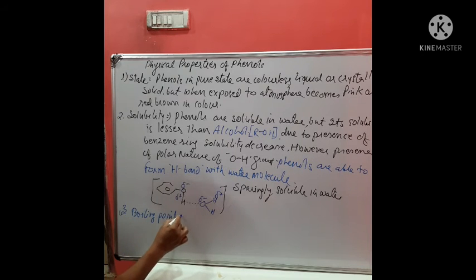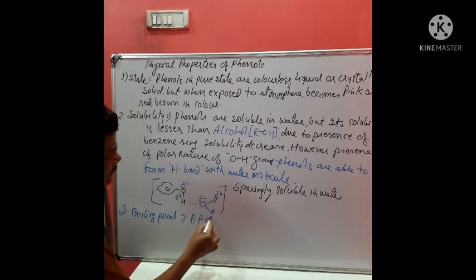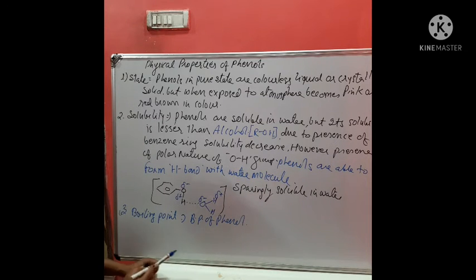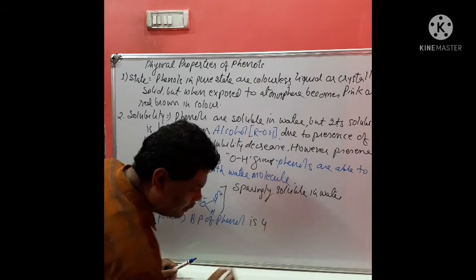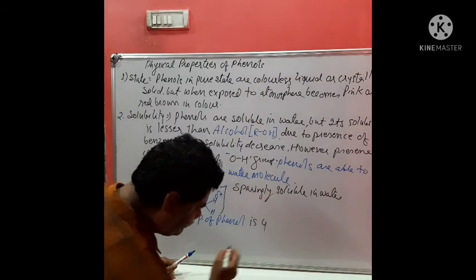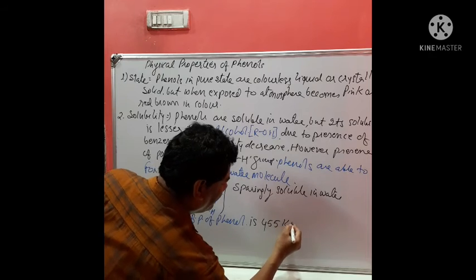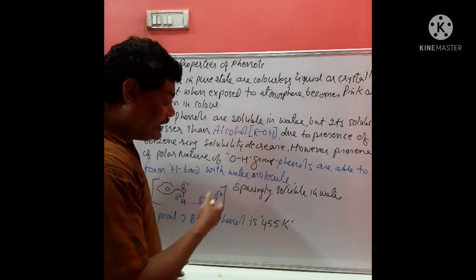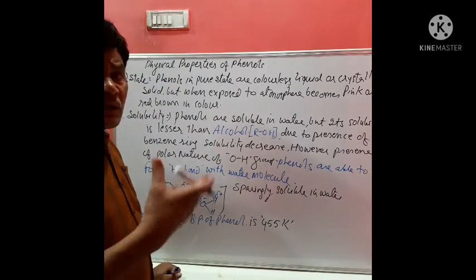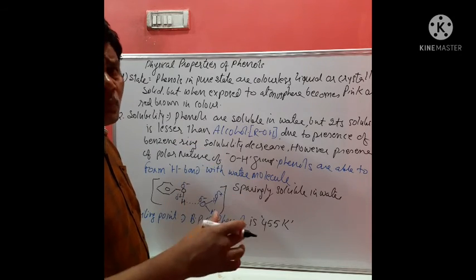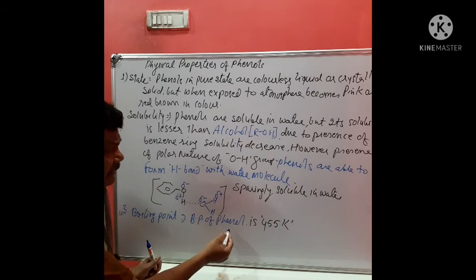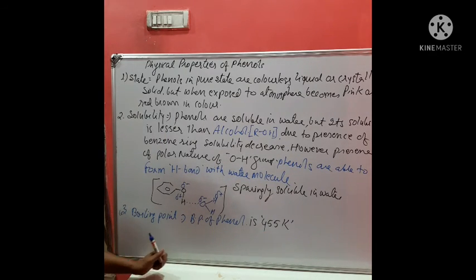Okay. And now the third one, boiling point. Boiling point of phenols. Okay, it is a comparative study. The boiling point of phenol is 455 Kelvin. Okay, quite high, even more than water. Water's boiling point is 373 Kelvin. But in phenol, there is a benzene ring, the molecular mass increases, therefore van der Waals attraction force magnitude also increases. Therefore, its boiling point increases.